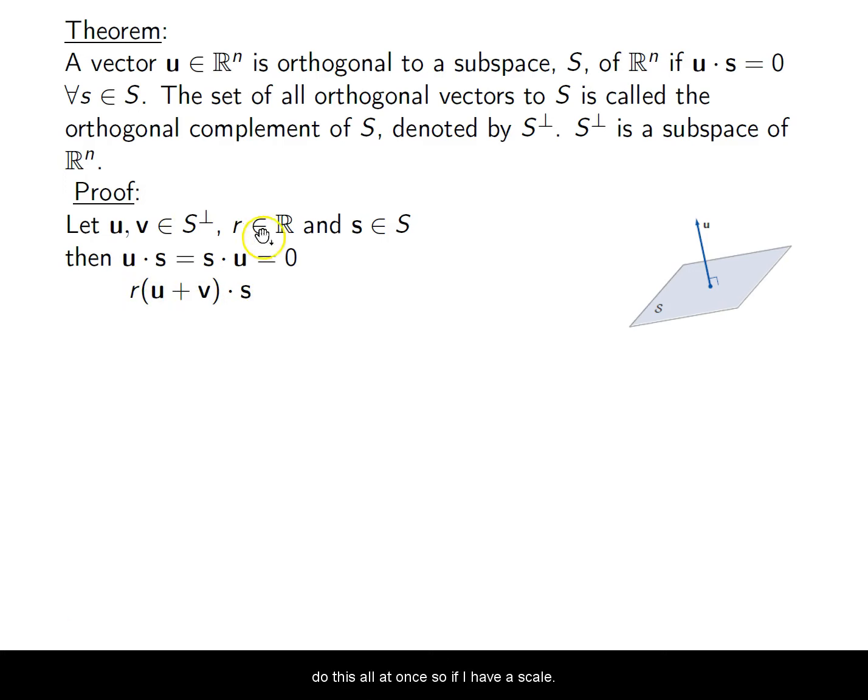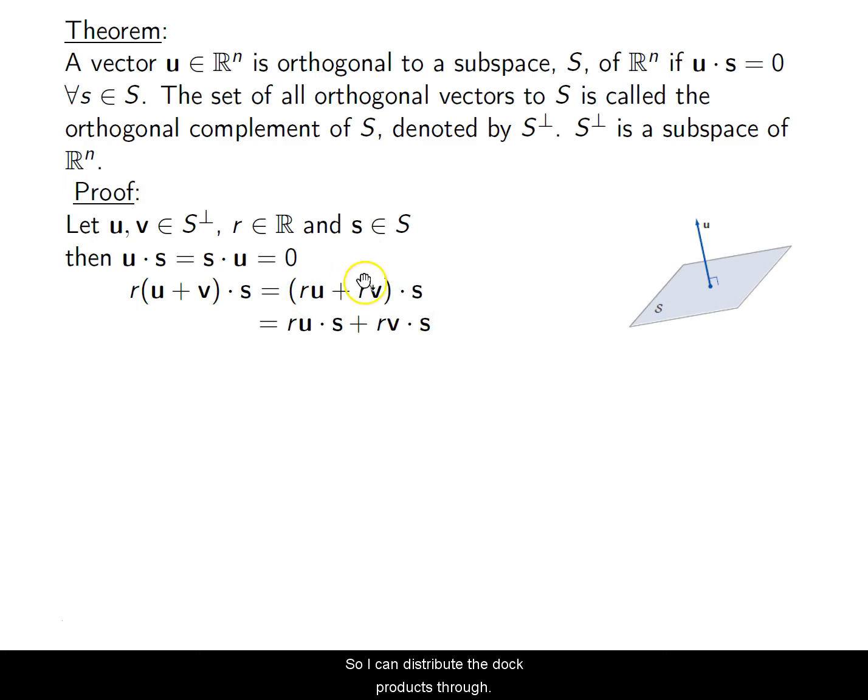So if I have a scalar r times u plus v, u and v being in that orthogonal complement, and I take the dot product with S, because that's what the things in the orthogonal complement do. They dot product with the stuff in S and are equal to 0. So I have to show that this is equal to 0 by expanding it out. If I distribute (ru plus rv) dot s, we saw from the rules of dot product what happens here. Basically, I get this dot product and I get this dot product also, so I can distribute the dot products through.